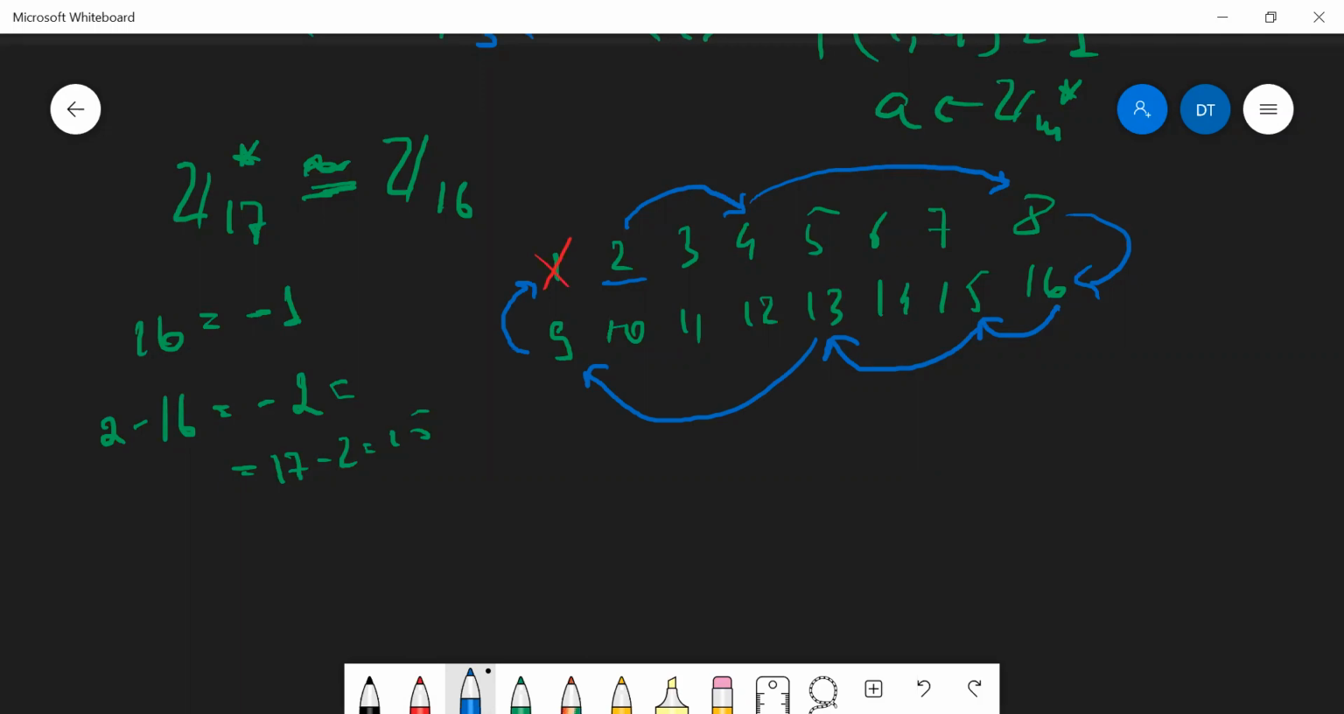And we see that 2 is not a generator. It generates a proper subgroup. Here is the list of all the elements in this subgroup. We just cycled through all the elements in the subgroup. So 2 is not a generator.